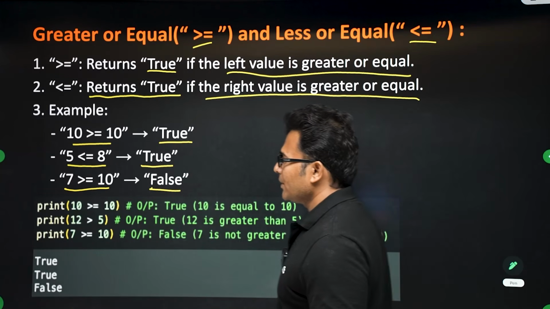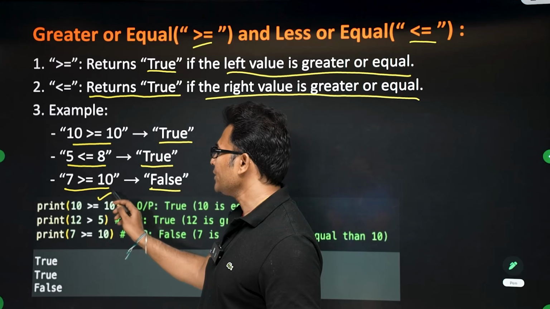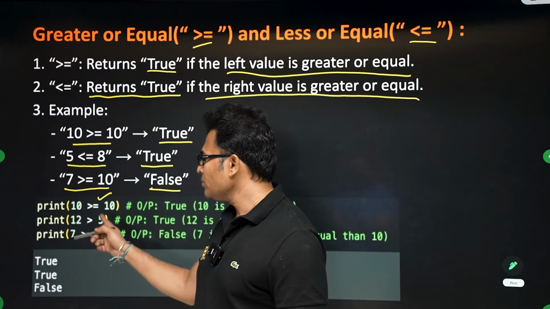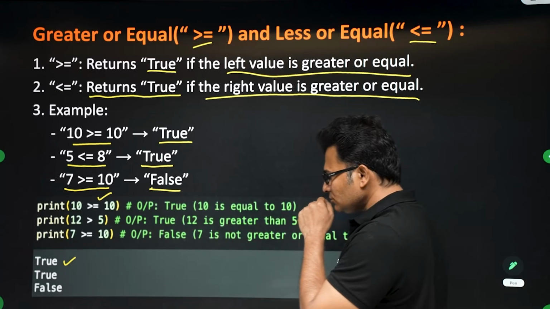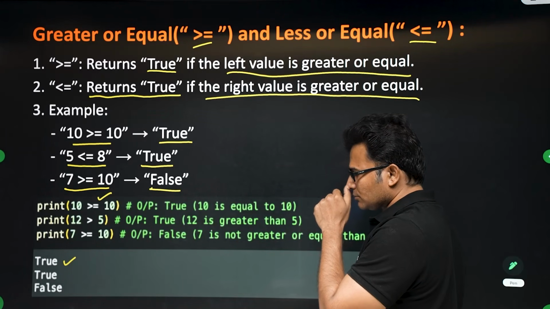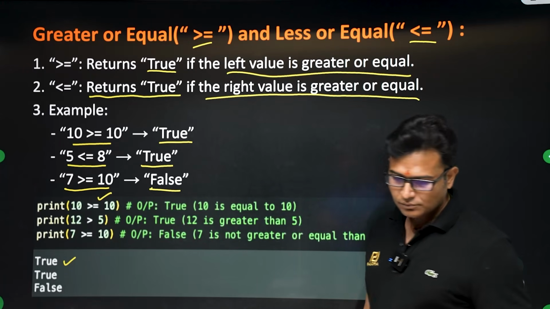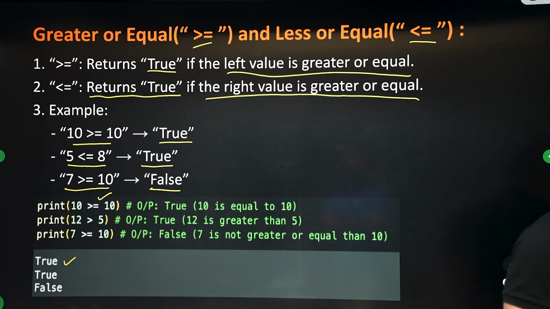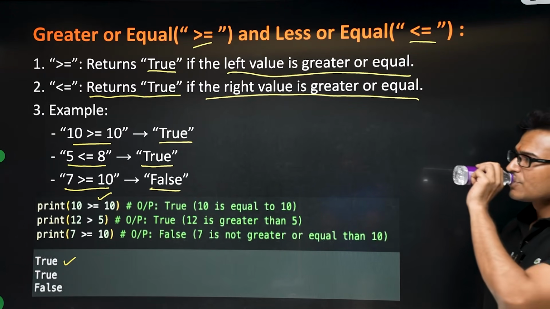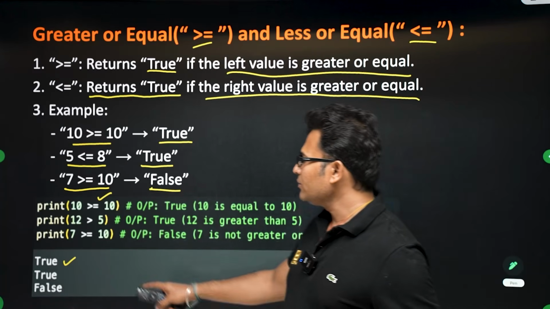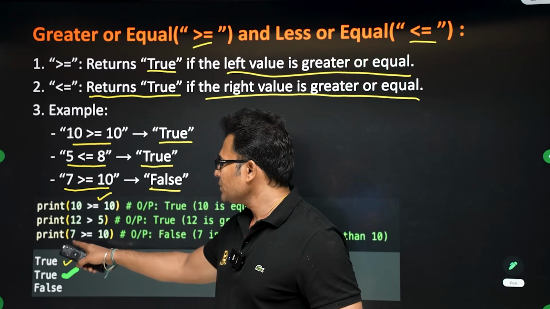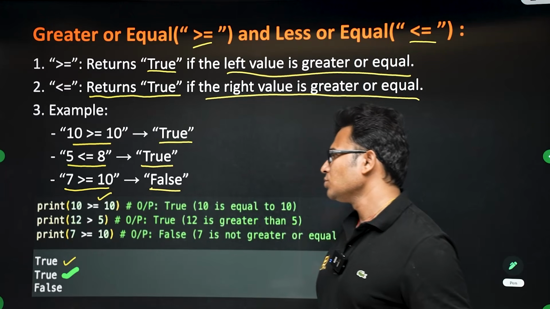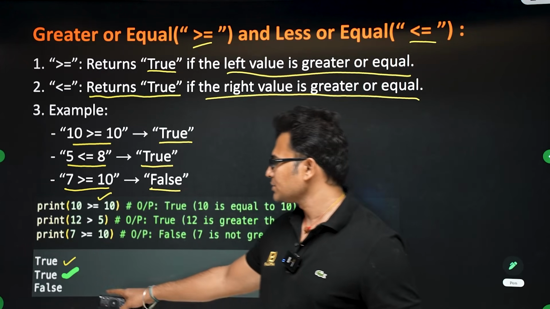Now, if you write a program like this, 10 is greater than or equal to 10, if you are printing, what will be printed? True. True will be printed. Then, the next one is 12 is greater than 5, true. And the next one is 7 is greater than or equal to 10. It is false, right?